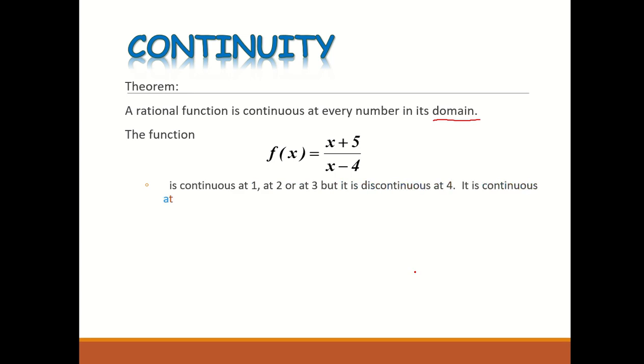Okay, so in other words, this function is continuous at x equal to 1, right? When you substitute x equal to 1 here, you get the value of f of x. When x equal to 2, substitute the value here and you have the value of the function. But if you substitute x equal to 4, what will happen? 4 minus 4 becomes 0. So it is continuous at every number except at x equal to 4. Okay?